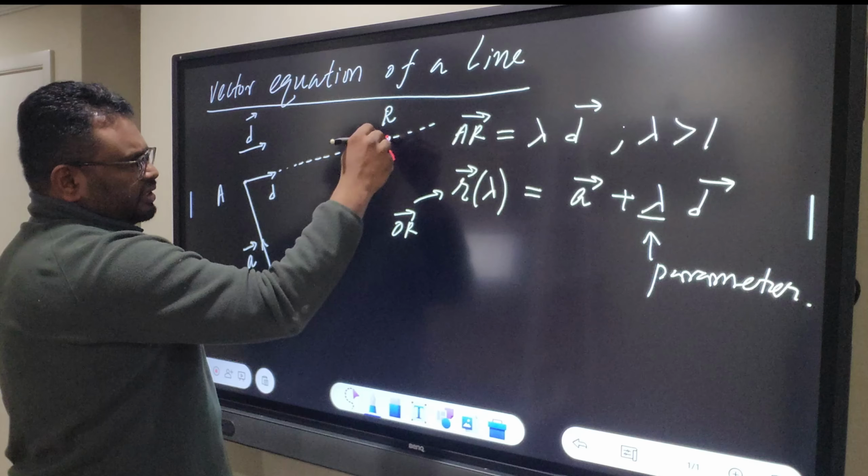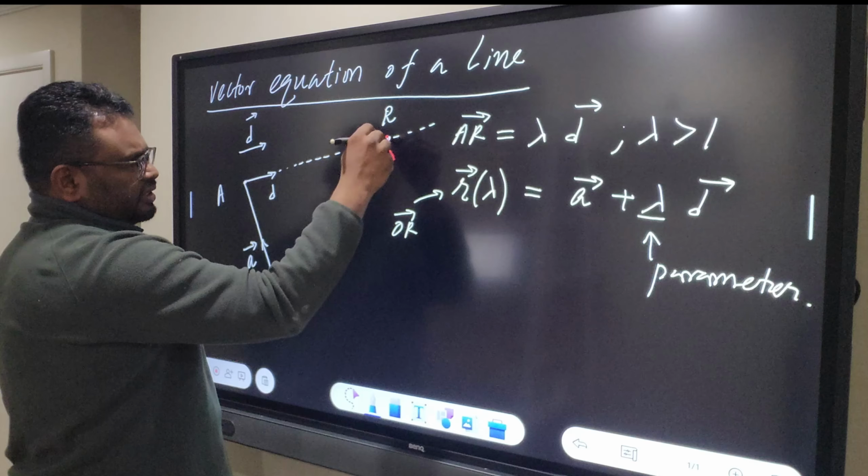So today we are going to discuss the vector equation of a line. When we discuss this, we need to have a defined vector. Suppose in this case, from the origin, that vector is called A, and this point is called capital A point.